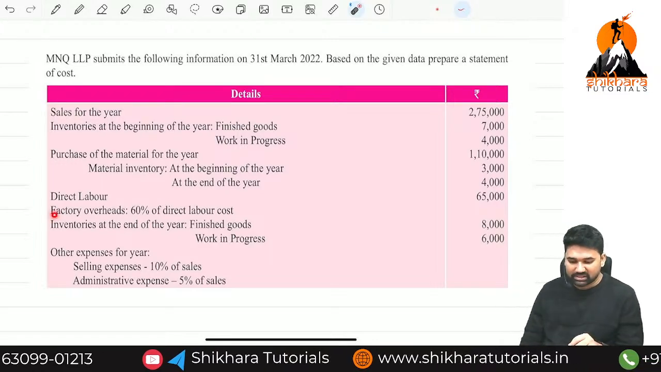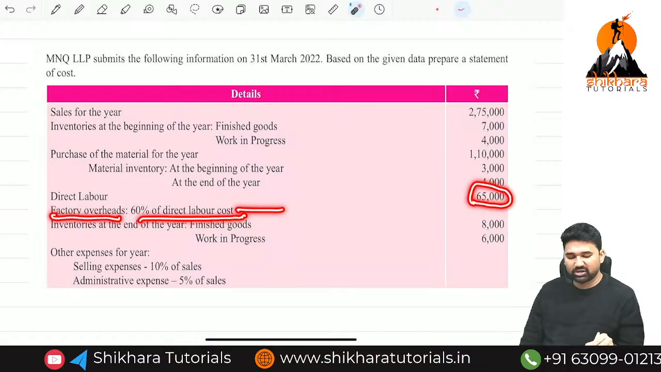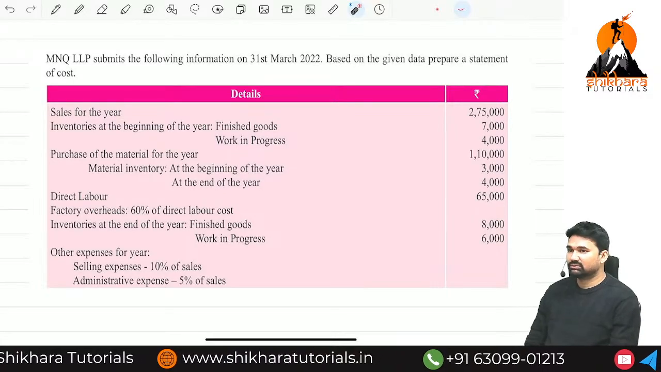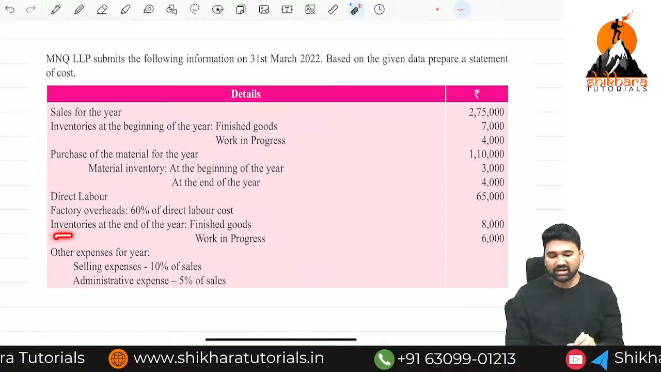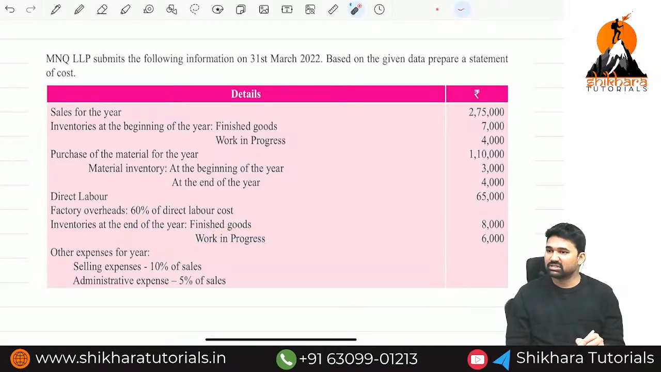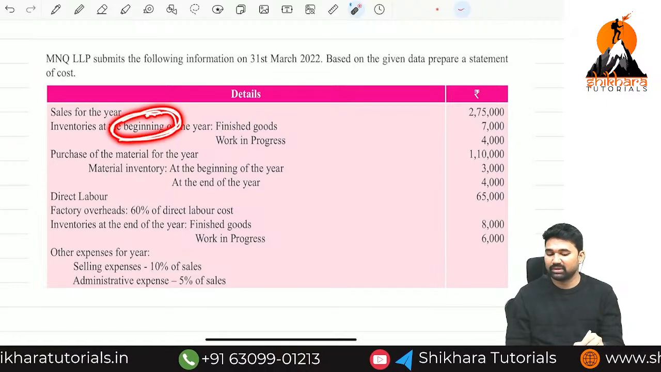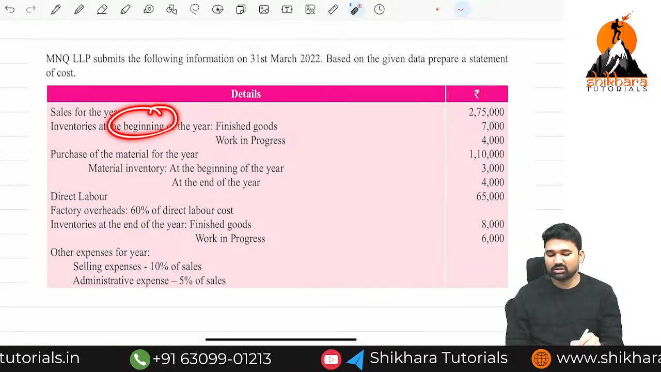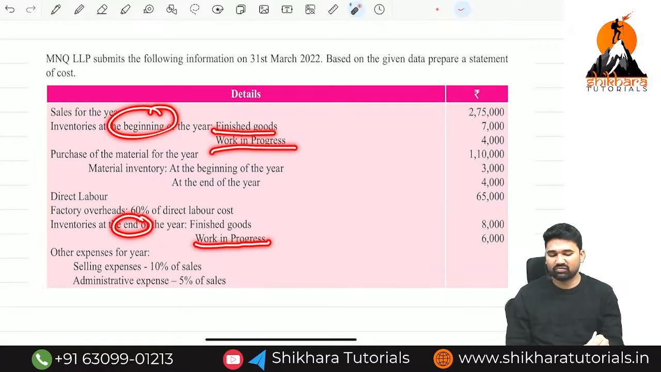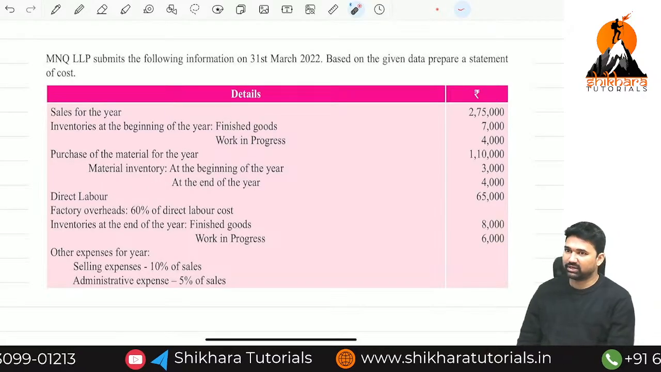So next one. What is this? Factory overheads. How much percentage? 60% of direct labor cost. So 65,000 into 60% we have to do, and the result will be 39,000 factory overheads. Next one, inventories at the end of the year. Finished goods, work in progress given. End means closing stock. Here it is written beginning, which means opening stock. Opening stock of work in progress given. Closing stock of work in progress given. Opening stock of finished goods given. Closing stock of finished goods given. We have everything we need to solve the problem.